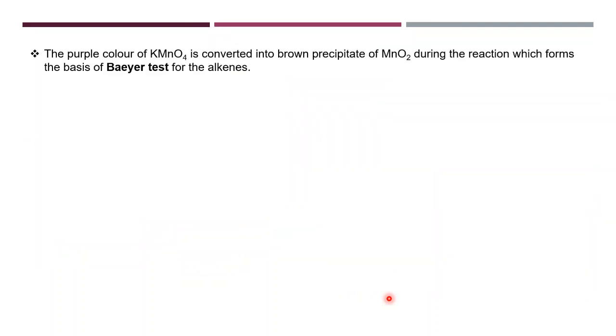Next, the purple color of KMnO4 is converted to a brown precipitate of MnO2 during the reaction, which also forms the basis for the Baeyer test of alkenes. Rather, the formation of MnO2 within the reaction medium is indicative of the reaction proceeding.